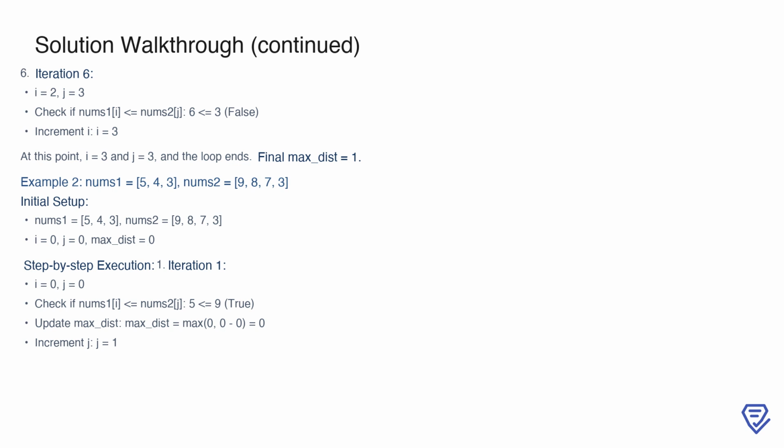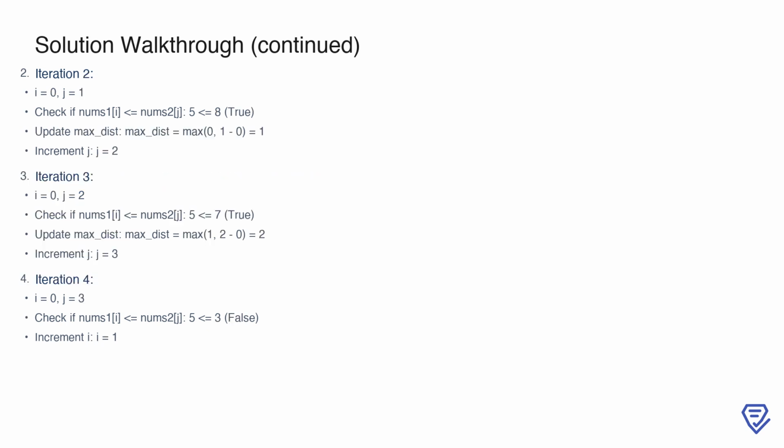Now, moving to the second example, nums1 is 5, 4, 3, and nums2 is 9, 8, 7, 3. Again, we initialize i and j to 0, and max_dist to 0. In the first iteration, we compare nums1[0] and nums2[0], which are 5 and 9. The condition is true because 5 is less than or equal to 9. We calculate max_dist as the maximum of the current max_dist 0 and j-i, which is 0. So, max_dist remains 0. We then increment j to 1.